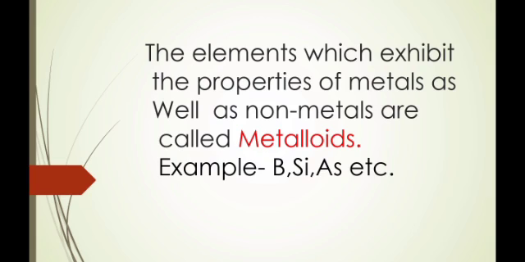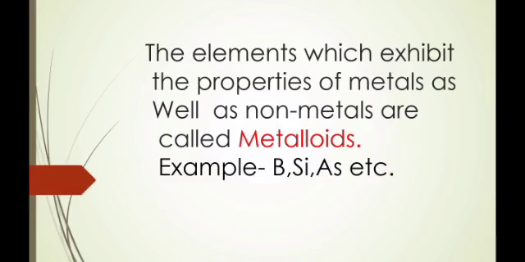What is the meaning of the definition? Any material that exhibits metal properties as well as non-metal properties is called a metalloid. Examples: boron B, silicon Si, arsenic As, etc. Simply, elements having both metal property and non-metal property are called metalloids.